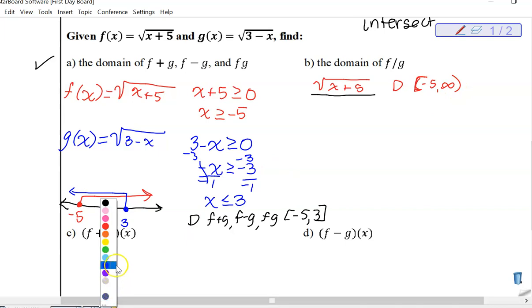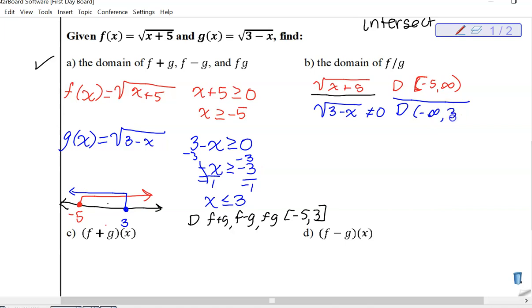And then our denominator, we get the square root of 3 minus x with the added restriction that it cannot equal 0. So its domain would be from negative infinity to 3, but open on the 3, not closed. Because I can't put a 3 right here, can I? I can't, because that'll create a 0 in the denominator. But everything less than 3 would be okay.